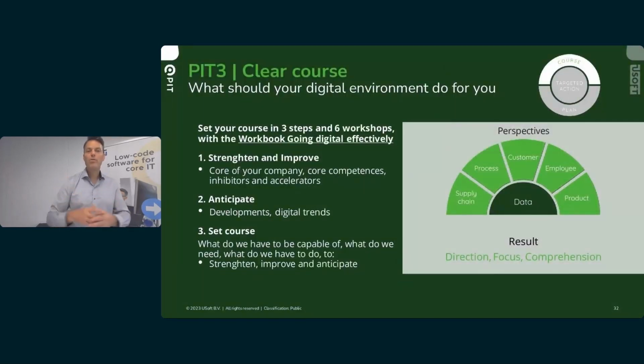So in PIT 3, we define a clear course in 3 steps with 6 workshops. In the first step, we go into the question of what you would like to strengthen or improve in your current way of working. And when we talk about improvement, we mainly look along the perspectives on the right. We look at the supply chain processes, the internal work processes, the interaction with your customers, the inhibitors from the perspective of employees, and the way you define or deliver your products.